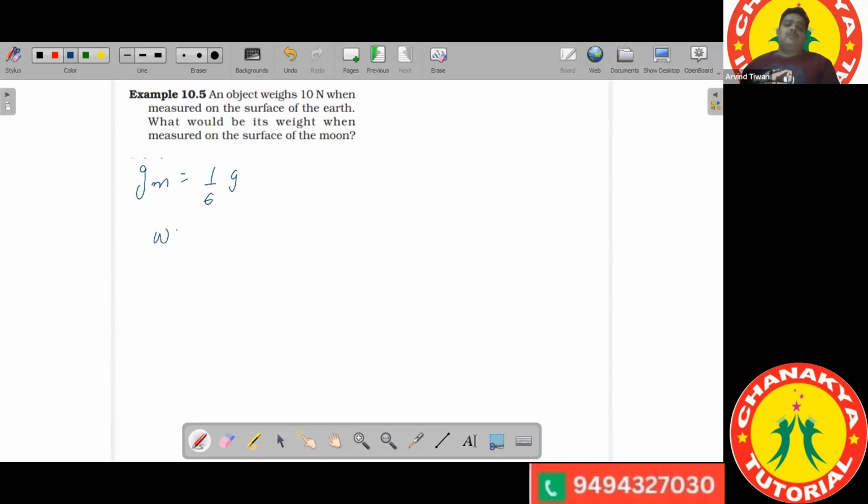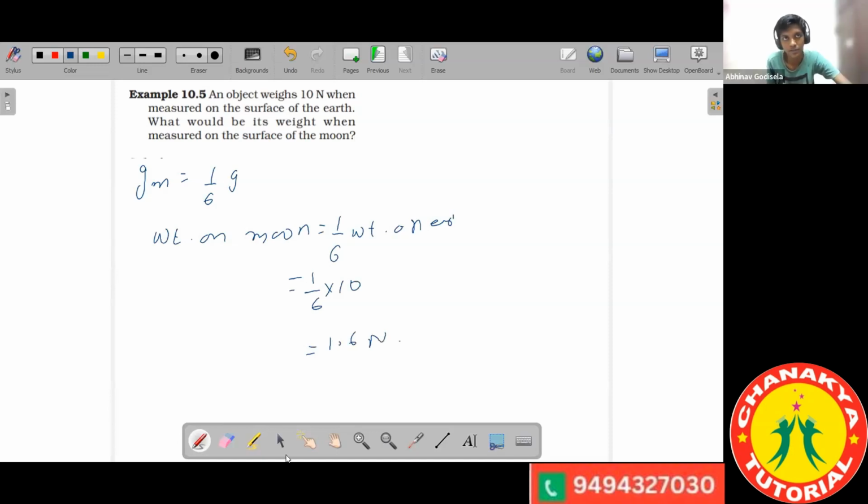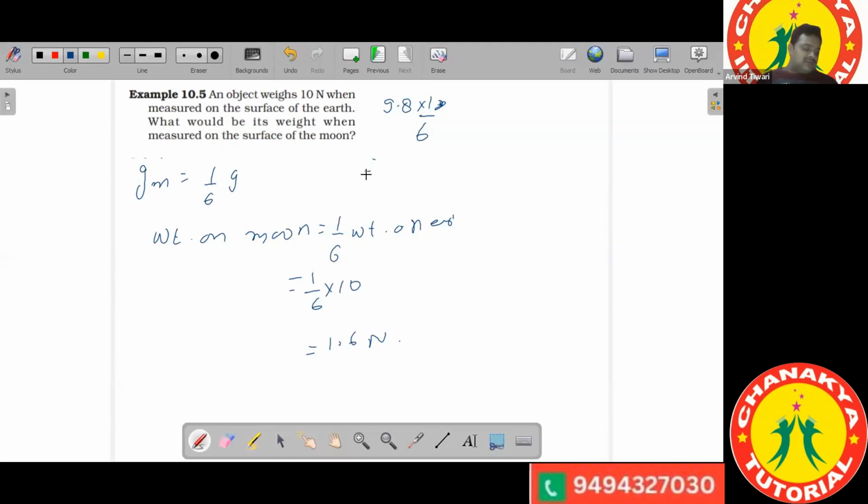So therefore, weight on moon will be equal to 1/6 of weight on Earth. So this will be equal to 1/6 multiplied by 10, which is 1.6 Newton. Don't we have to convert it into kgs? What's the value of G on moon? Multiply 9.8 by 1/6, and you'll get that value of G on moon. We can just leave this 1.6 Newton like that. This is Newton.